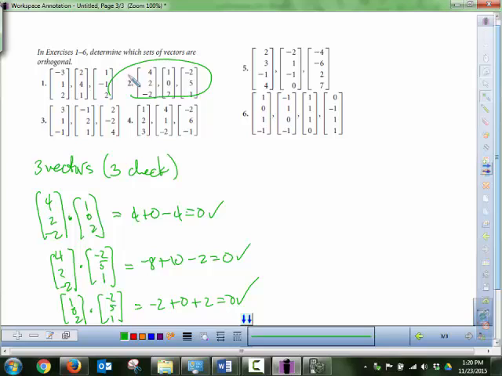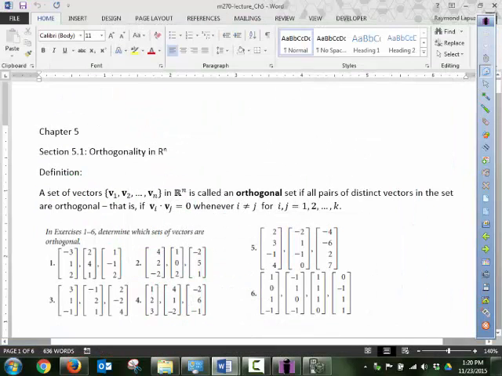So number 2 looks like the set of vectors is orthogonal. So that's all you really have to do to check whether something's orthogonal, is do the dot product. Okay? All right. So that was easy.